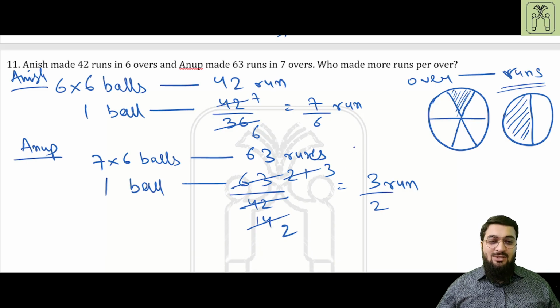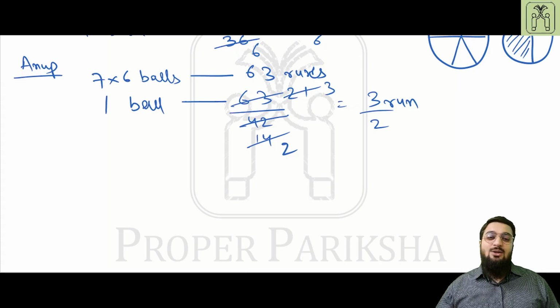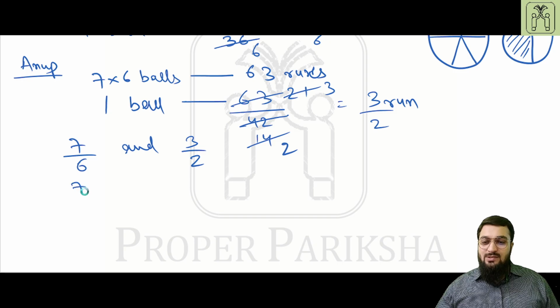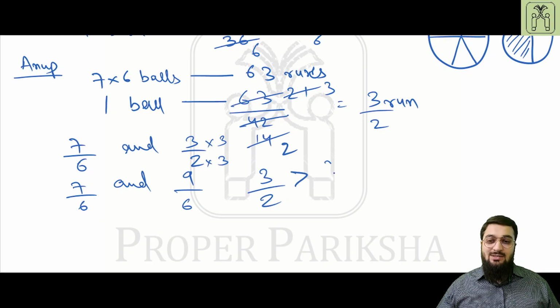What is the second method to compare? The best method to compare is to make the denominators the same. So 7 by 6 will remain as it is, and 3 by 2 will become 3 into 3 over 2 into 3, because 3 into 2 is 6, so this will be 9 by 6. You can now see that after making the denominator the same, the bigger the numerator, the bigger the fraction. Therefore, 3 upon 2 is greater than 7 upon 6, and therefore Anoop scored more than Anish.